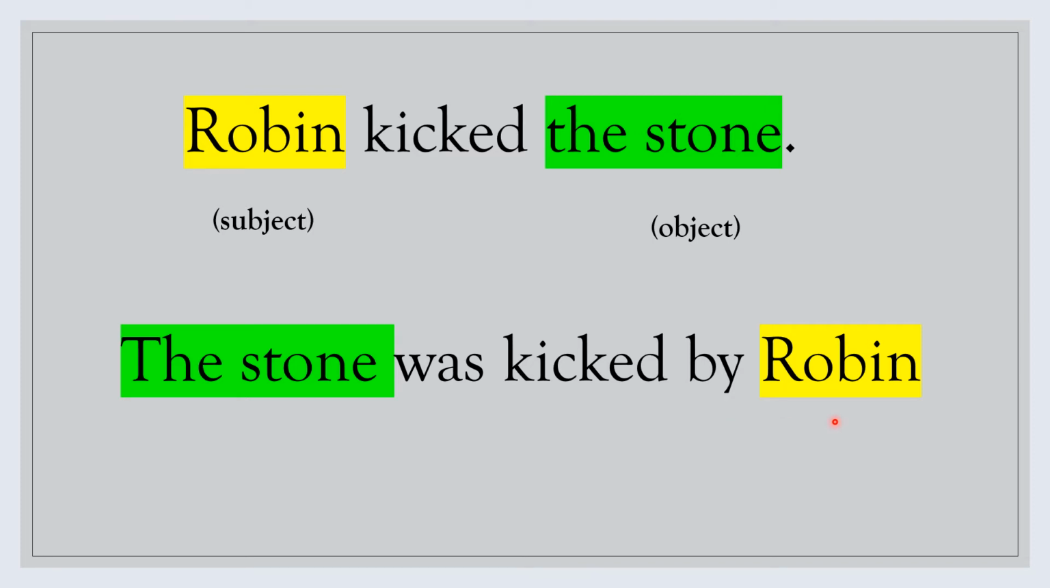I'll tell you the trick in a while, but let me make it clear the emphasis. Here in the passive voice, the emphasis shifts to what our object here was, the stone. That the stone received the action of being kicked by Robin. Once again, emphasis is on the subject doing the action. Robin kicked the stone. Here, the emphasis shifts to the object receiving the action of kicking by somebody. Here, Robin. Now, what is the trick?